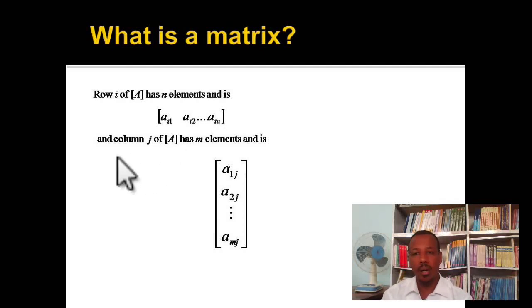And the column, which is represented by j, that means j stands for the first column, the second column, the third column, and so on, has m elements, which are a_1j, a_2j, up to a_mj. These numbers 1, 2, 3 up to m indicate the number of rows, and this j indicates the column number.